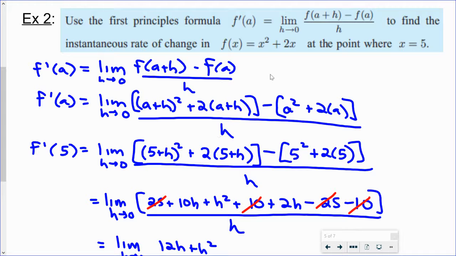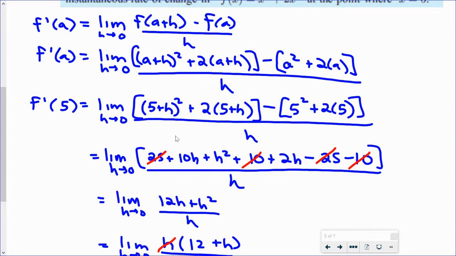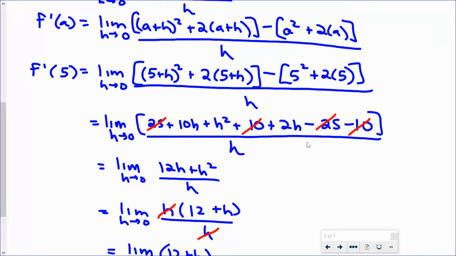Using the first principles formula, find the instantaneous rate of change, that's another name for the derivative, for this function at the point where x equals 5. So for example 2, we start with this definition because we have a value for x. I'm going to start by plugging in a plus h into my formula here. That's how I got a plus h squared plus 2 times a plus h. I'm plugging in a plus h for x in my function, and then I'm plugging in a for my function. I'm going to substitute 5 in for a.